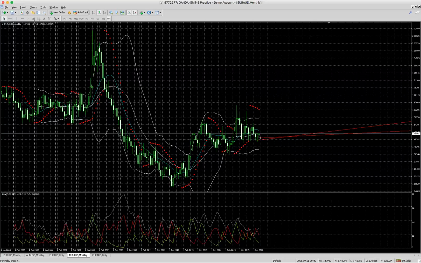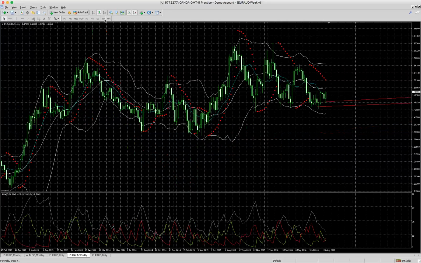Okay, so back to this one. We want the Australian dollar and the euro to fall. This is on our monthly. We go back to the weekly. Okay, so here's the weekly. These lines weren't pegged right.